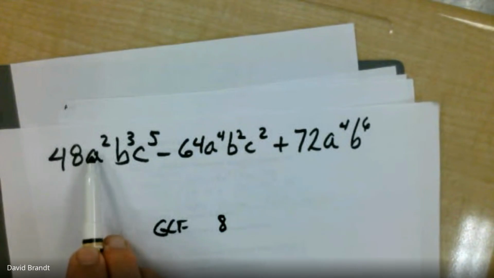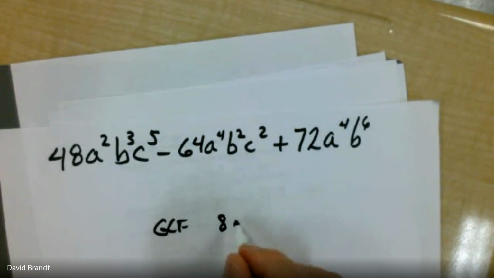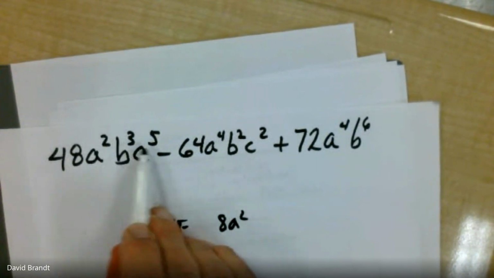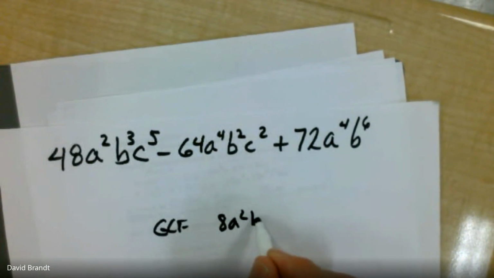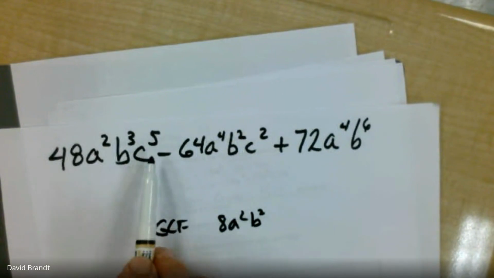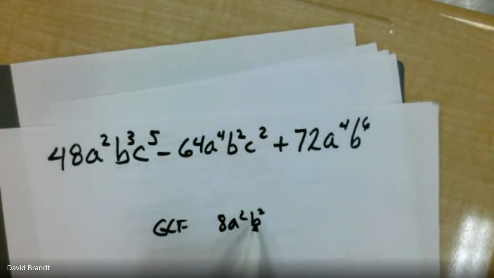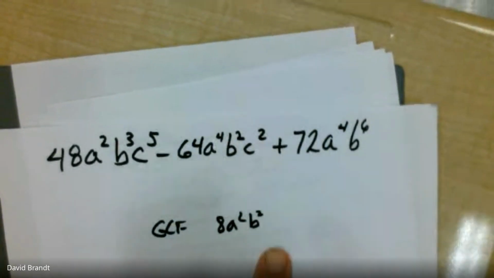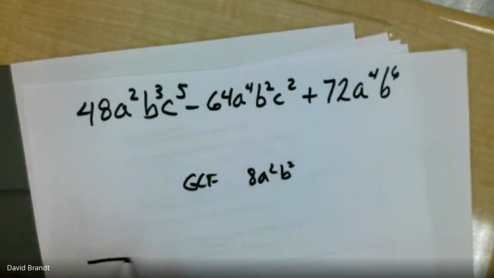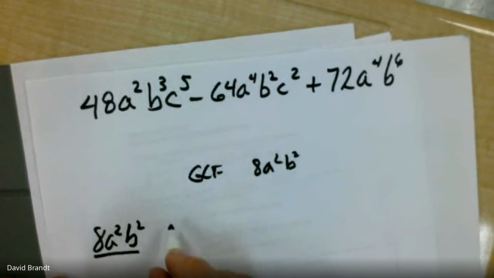Now let's look at the a's. What's the smallest exponent on the a's? The smallest exponent on the a's is a 2. What's the smallest exponent on the b's? The smallest exponent on the b's is a 2. What's the smallest exponent on the c's? A 5, a 2, a none. So your GCF cannot have a c because one of your terms did not have a c. So don't put a c on that. All right, so I'm going to put 8a squared b squared on the outside.